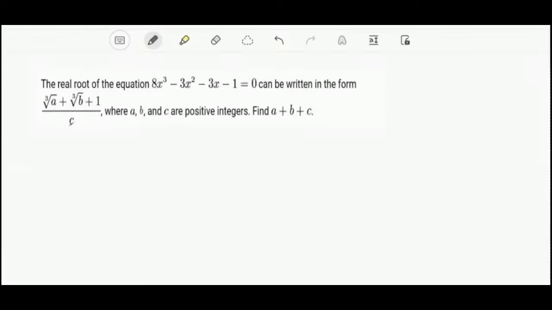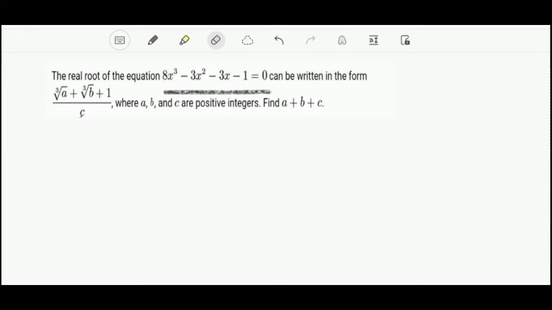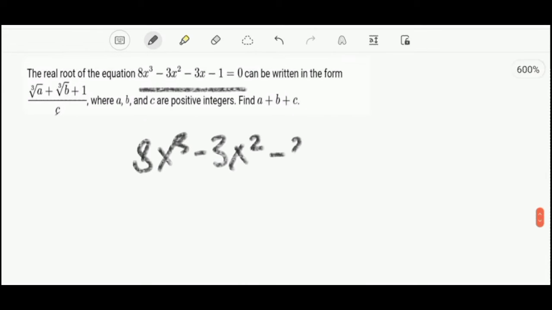So here we have a nice algebra problem where we are given that a cubic equation has a real root that can be written in a form of this. So we have to find the value of a plus b plus c. First of all, we have to solve this equation. We can simply write it as 8x cubed minus 3x squared minus 3x minus 1 equals 0.